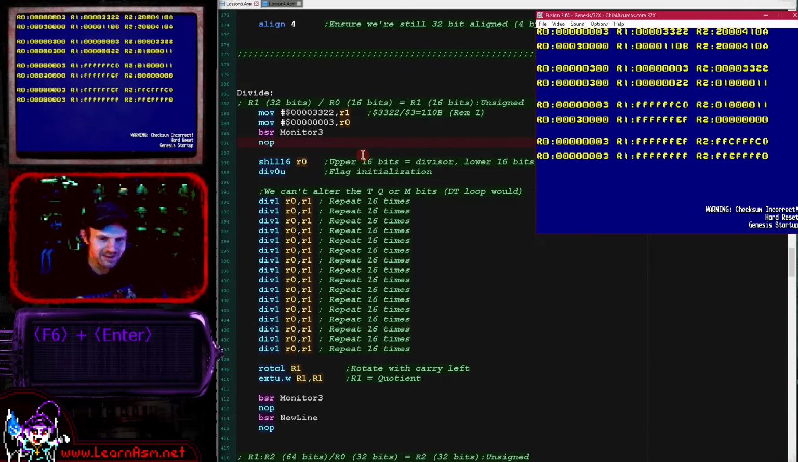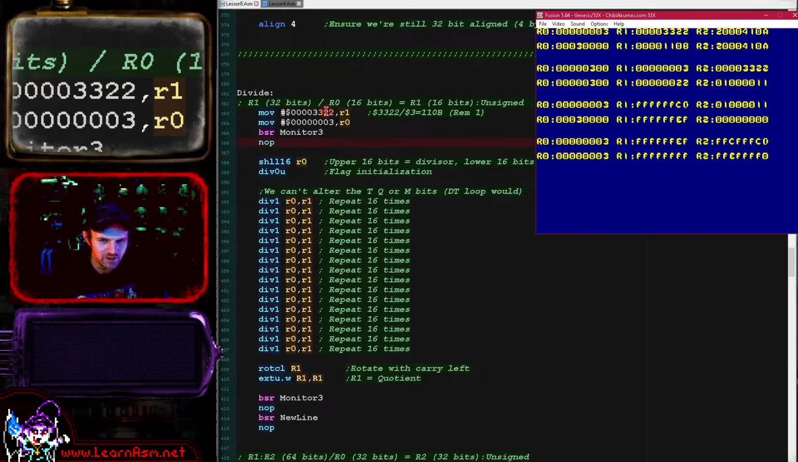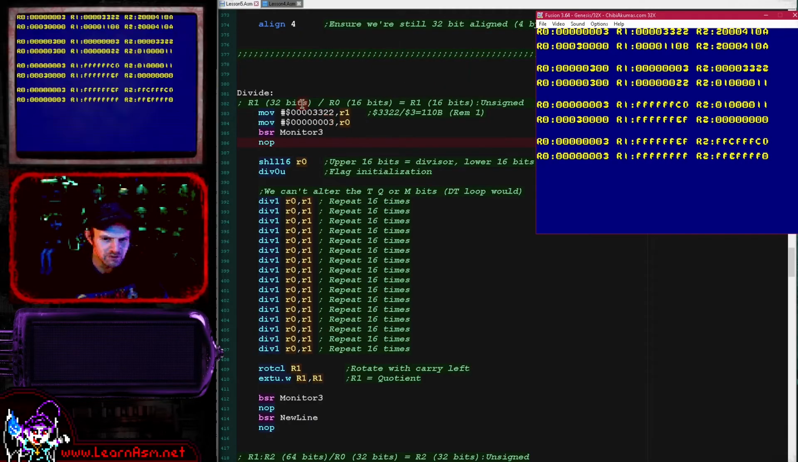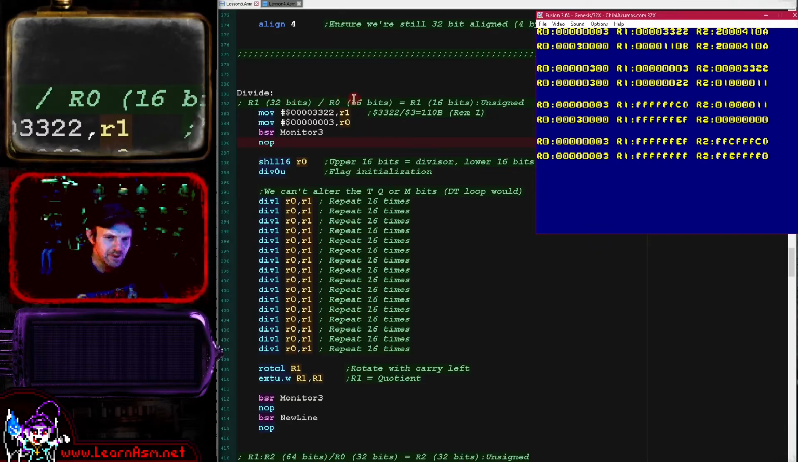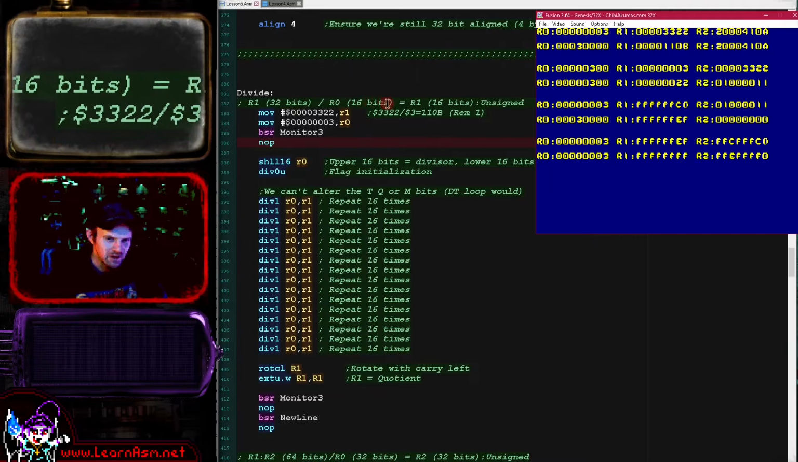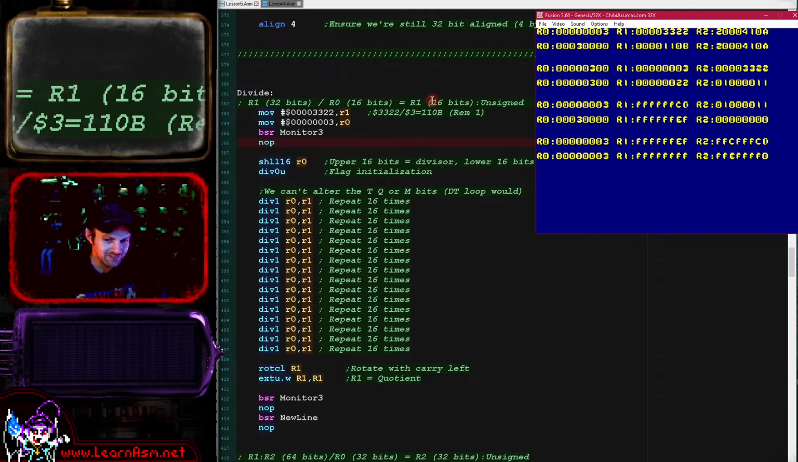Anyway, let's fire it up and let's see what happens. So we've got this value in R1 here and this value in R0. And what we're going to do is we're going to effectively divide a 32-bit value in R1 by a 16-bit value in R0. And we're going to give a result, and this is an unsigned command sequence here.